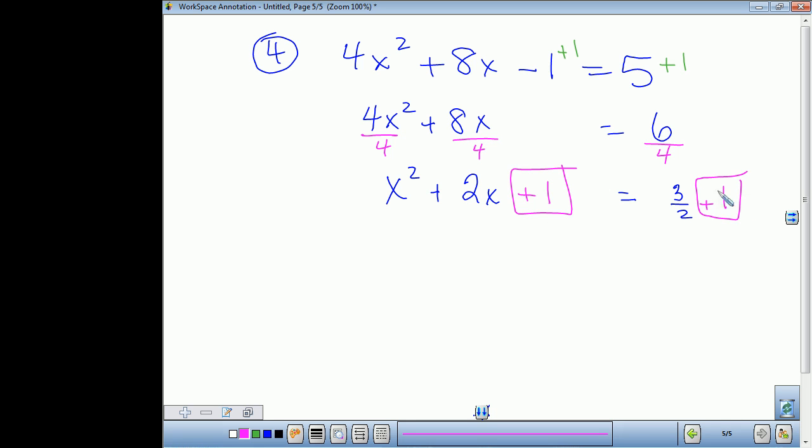Okay, punch this in your calculator. 5 halves. Good. Hey, try it, guys. 3 halves plus 1. You should get 5 halves. Okay? And then this side becomes x plus 1 squared.